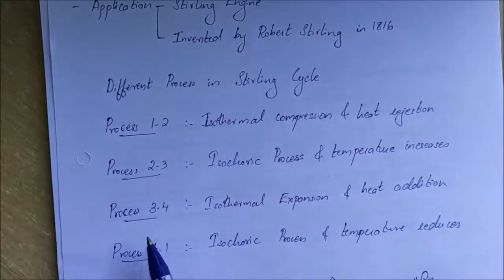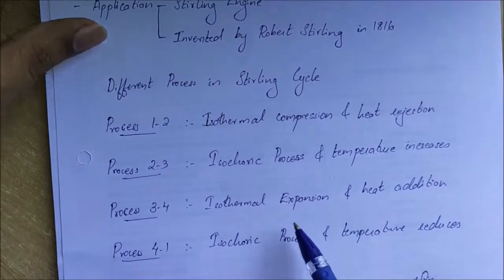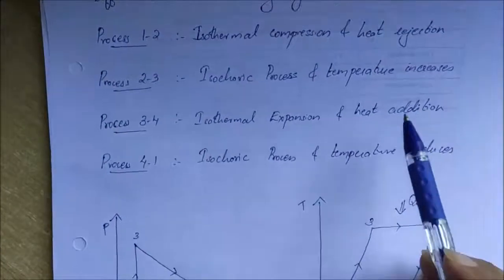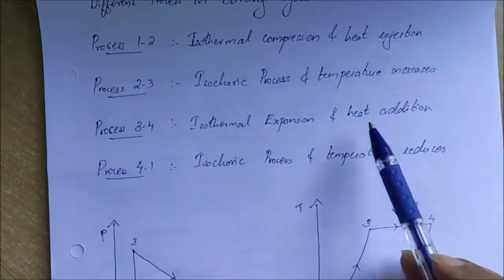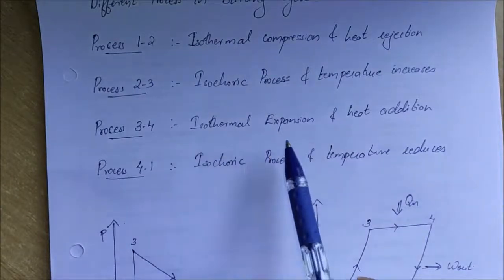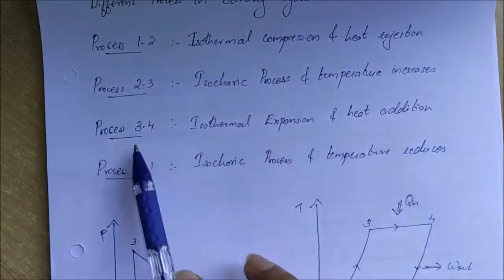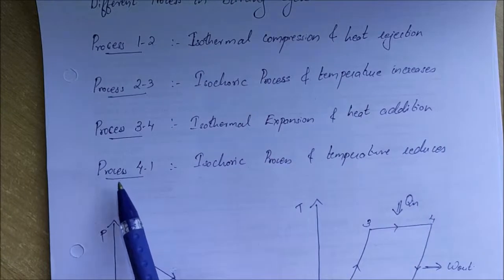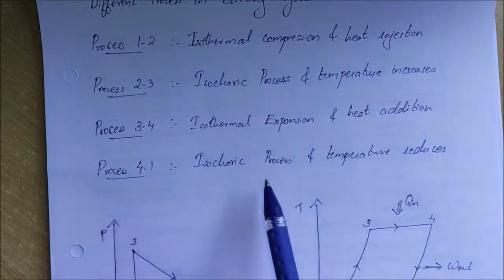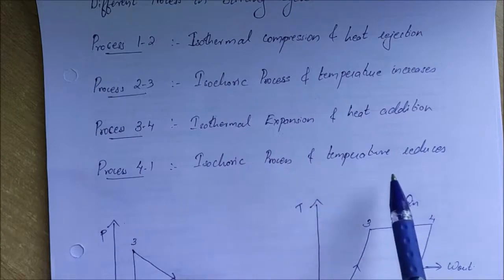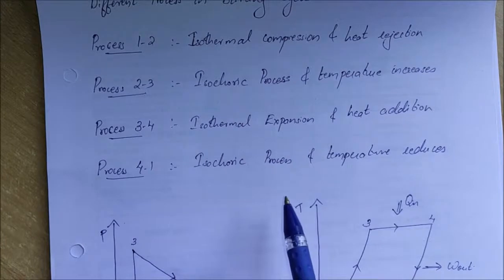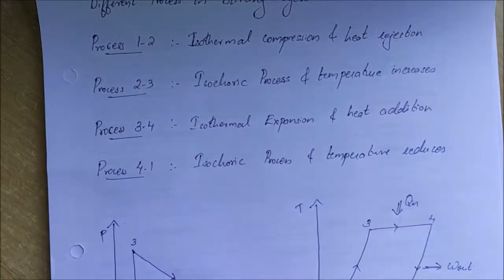And the third process, that is process 3 to 4, is an isothermal expansion process, and in this process the heat is added to the system. So isothermal expansion and heat addition is the process 3 to 4. And the process 4 to 1 is an isochoric process, which means it's a constant volume process, and also the temperature is reducing in that process. So process 4 to 1 is an isochoric as well as a temperature reduction process.